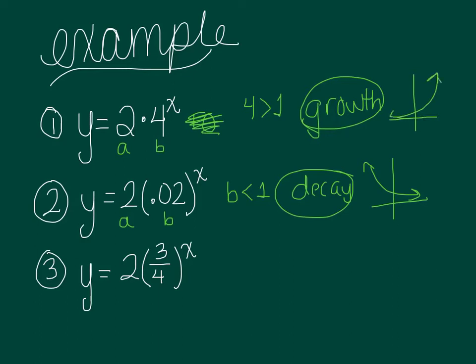Now please notice I did not multiply 2 times 0.02. It is extremely important that you do not multiply A and B together. And then in number 3, I have a fraction. I have 2 times 3/4 to the x. But I can see that my fraction 3/4 is less than 1. So again, I have a decay situation.